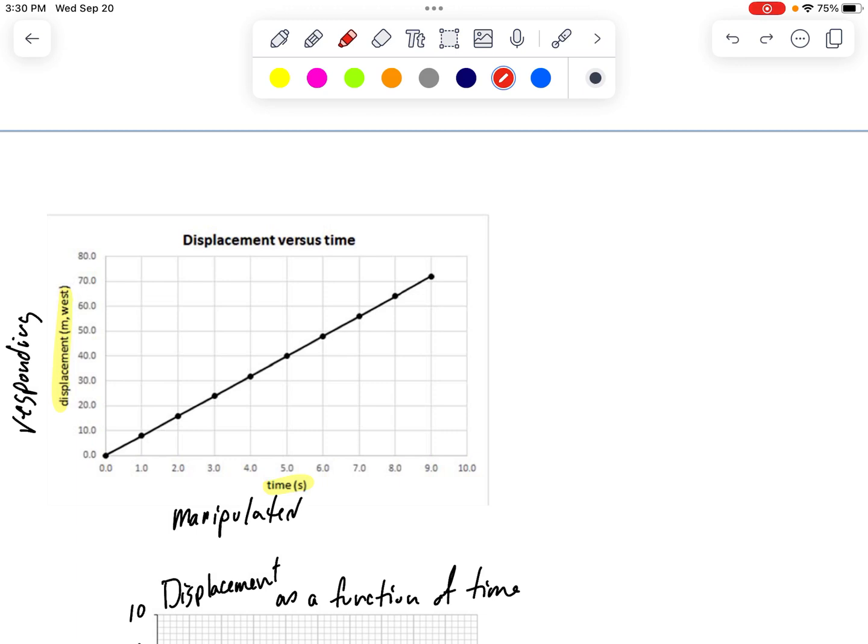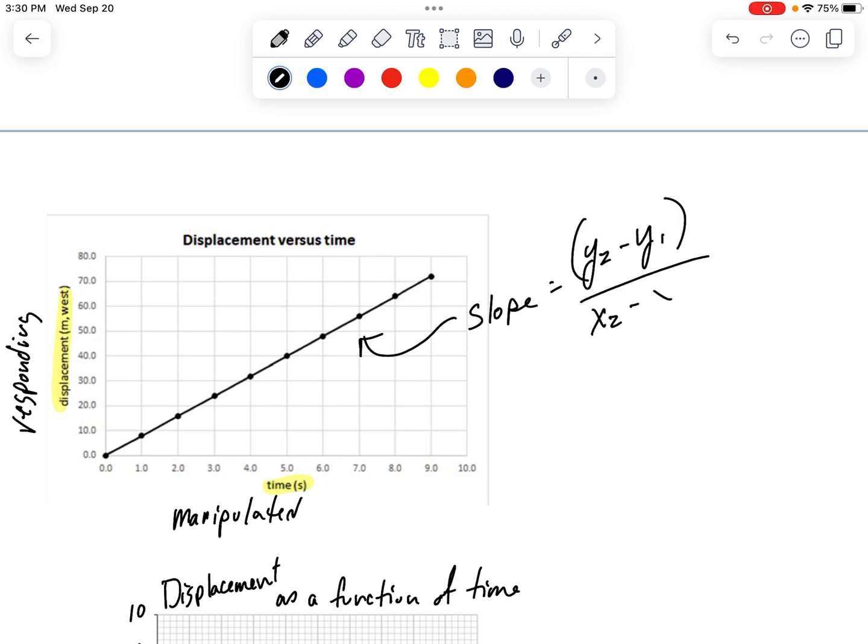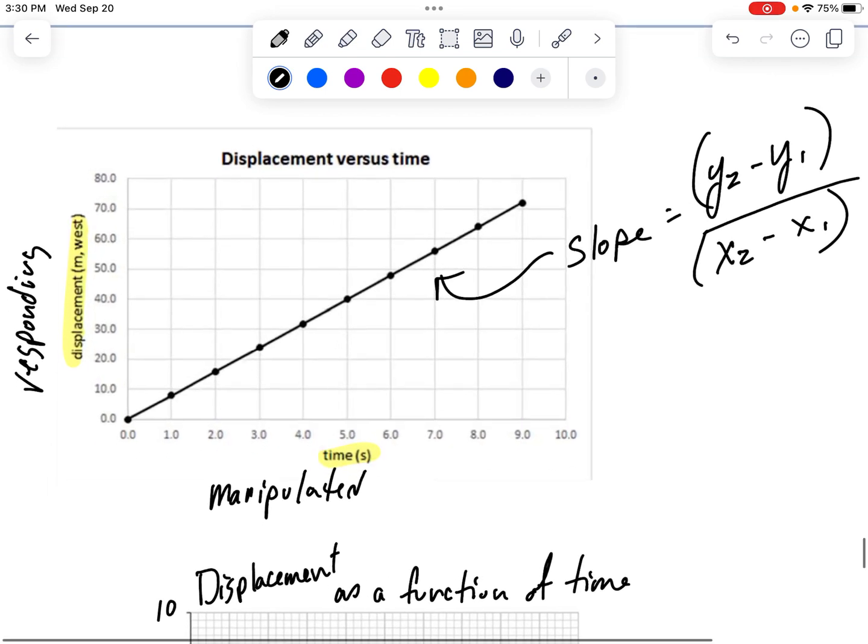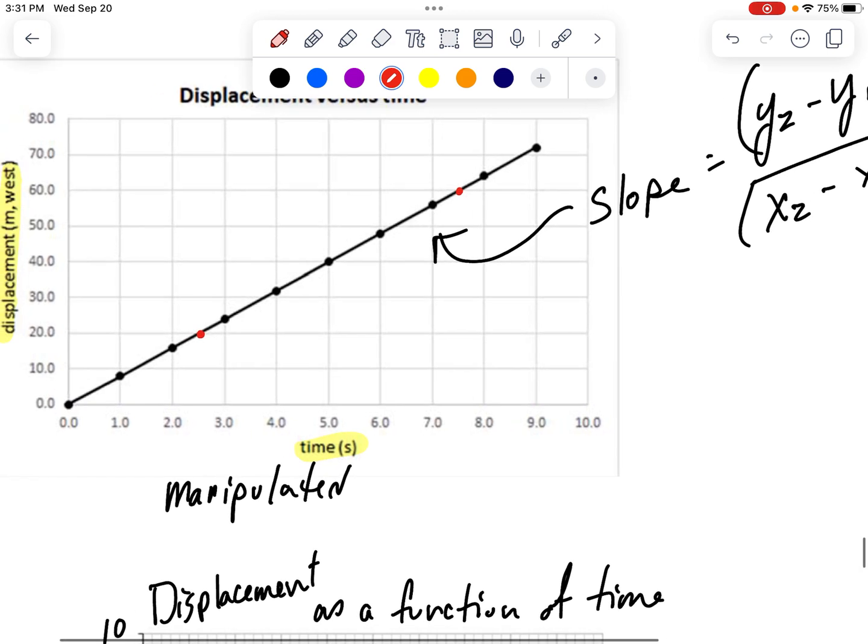This is a straight line, so we could calculate the slope of this line, and the slope is going to be equal to y2 minus y1 over x2 minus x1. Anytime we're calculating the slope of a line, our general approach should be to not use the points that they supply us, but instead pick points on the line. I would maybe pick this point, and this point, because they're easy to read on the graph.